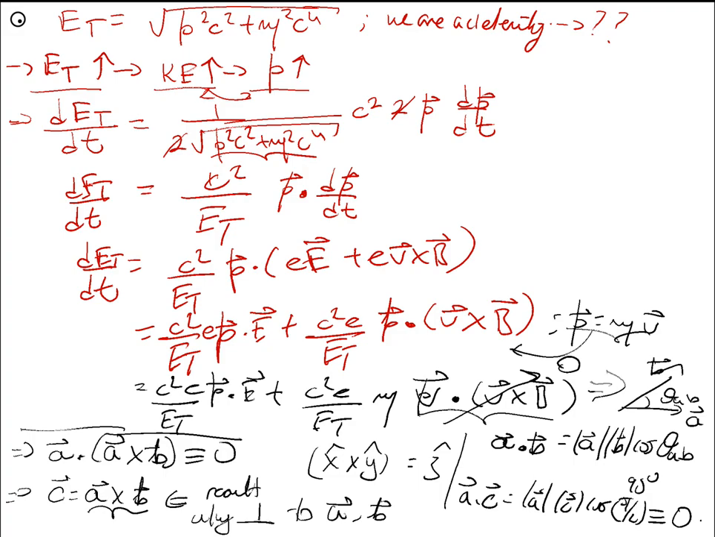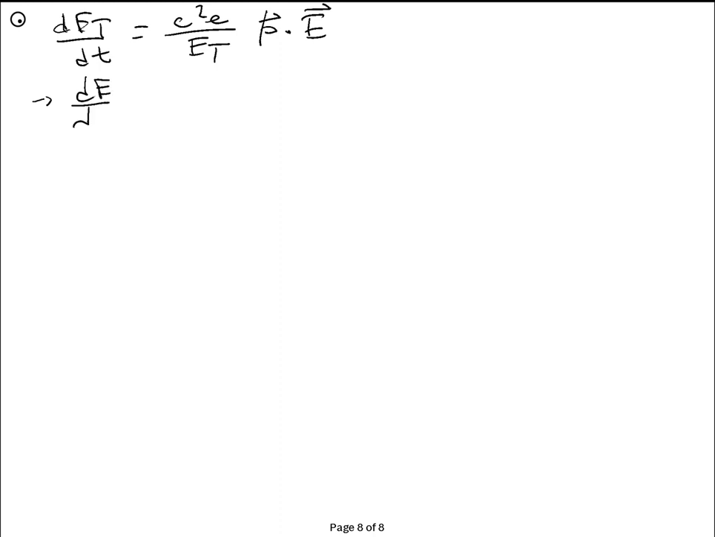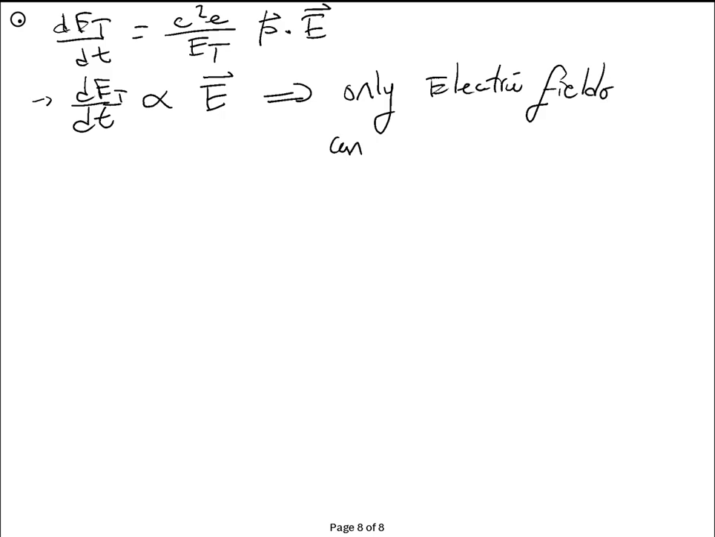Which means, let me just erase this arrow so it doesn't confuse. If we look at the rate of change of the total energy with respect to time, we get c squared over the total energy we started with, momentum dotted with electric field. Which means I can write it in a more crude way: the rate of change of total energy is proportional to electric field, which means only electric fields can accelerate charged particles.